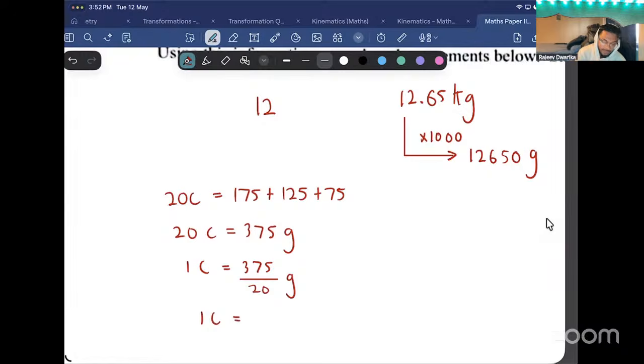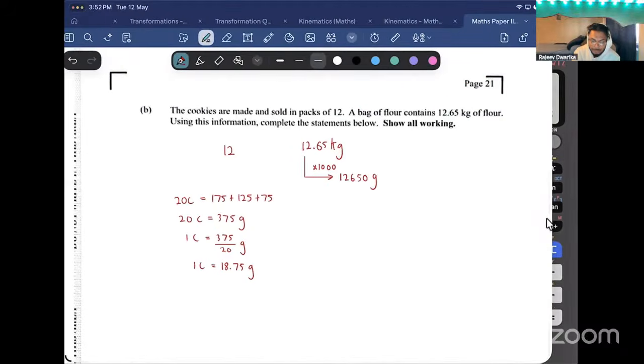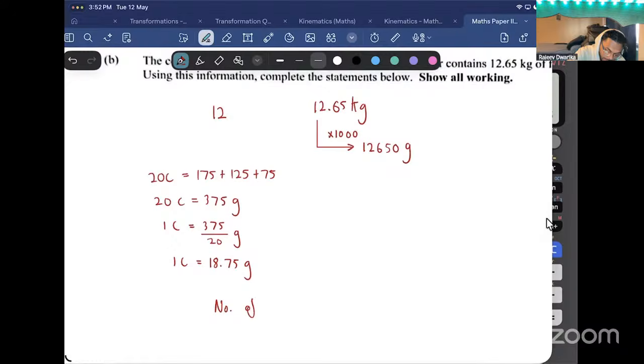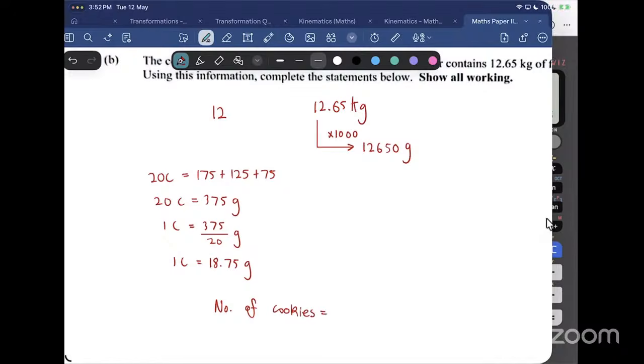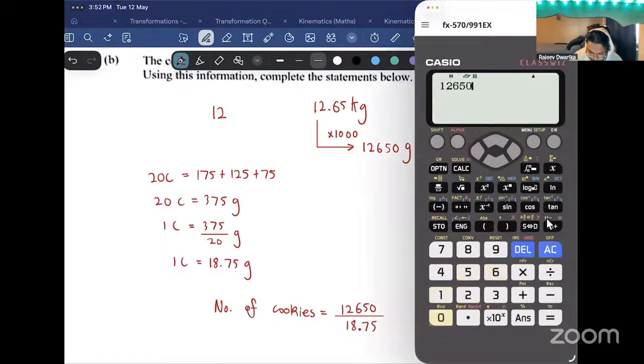What is 375 over 20? 18.75. So if I want to make one cookie, it's 18.75 grams. If I want to figure out the number of cookies I could make with this amount, what will I say? Divide 12650 by that. Right, so 12650 divided by 18.75.